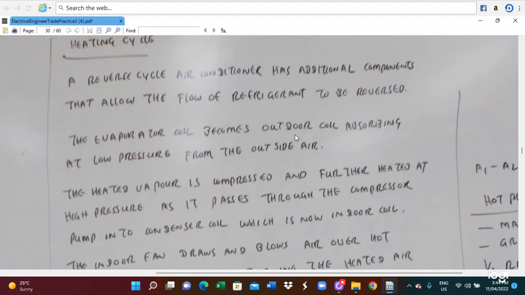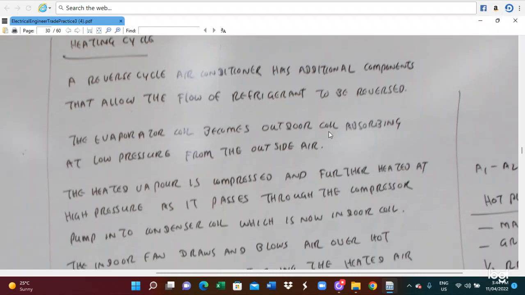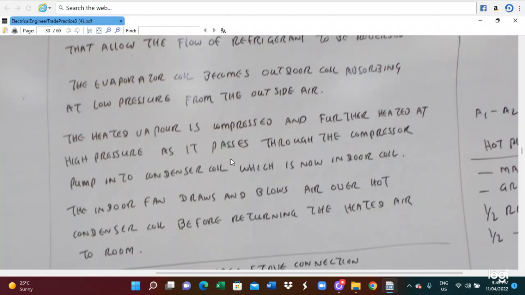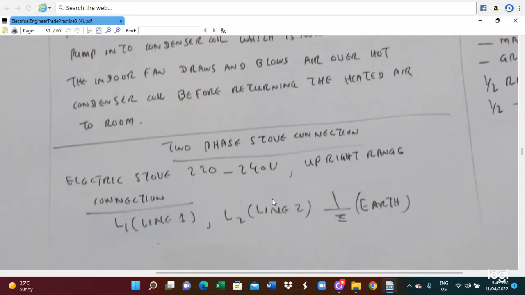The heating cycle: a reverse cycle air conditioner has an additional component that allows the flow of refrigerant to reverse. The evaporator coil becomes an outdoor coil, absorbing heat from the outside air. The heated vapor is compressed and further heated to a high temperature as it passes through the compressor, and passes into the condenser coil, which is now the indoor coil. The indoor fan draws and blows the air over the hot condenser coil before returning the heated air into the room. So this is the way.